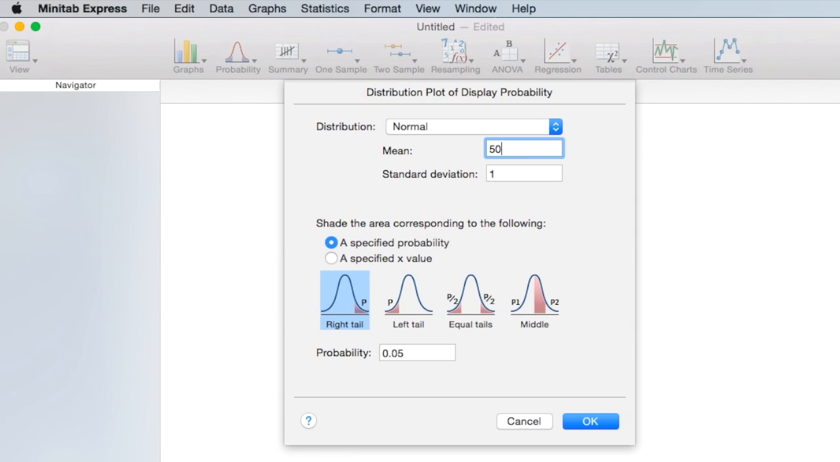We have a normal distribution with a mean of 50 and a standard deviation of 10. We want to know the probability, so we have a specified probability that separates the top 5% from the bottom 95%. There's two different ways that you could do this. You could look for 95% in the left tail, or what I'm going to do is the default, and that is putting 5% in the right tail.